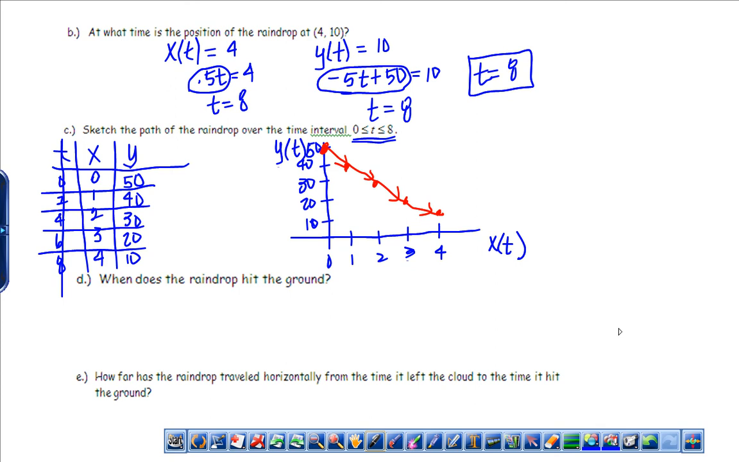All right, it says, when does the raindrop hit the ground? Now, when it hits the ground, you can think of this as my height equaling 0. And so which equation can you think of? I'm going to do my y of t is equal to 0. So I'm going to use my y equation, which is negative 5t plus 50, and go ahead and just set that equal to 0 and solve, which gives me t is equal to 10. Okay, therefore, when does it hit? When t is equal to 10.